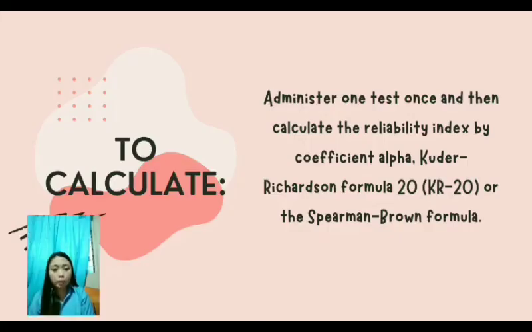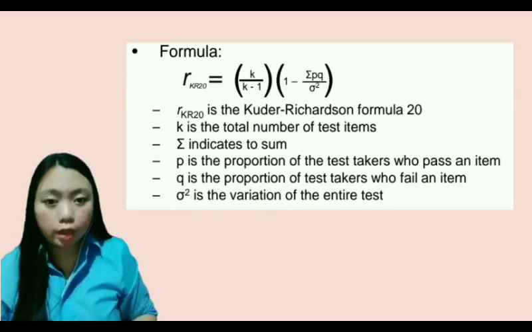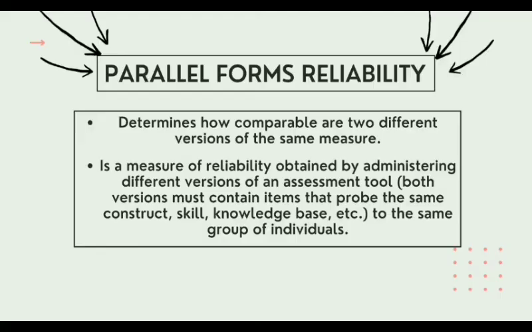To calculate split half reliability, we have to administer one test once and then calculate the reliability index by coefficient alpha, which are the Kuder-Richardson 20 or KR20 formula and the Spearman-Brown formula. This is the Kuder-Richardson 20 formula, and this is the Spearman-Brown formula.